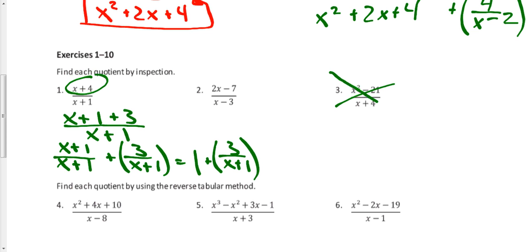So here's what I want you guys to do for tomorrow. I want you to do number 2, and I want you to do number 4. Have those done for tomorrow, and we will hit the ground running.